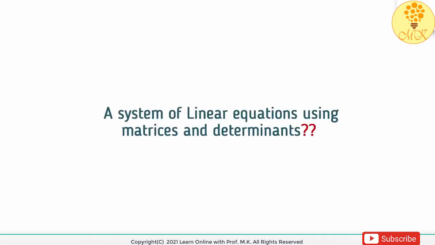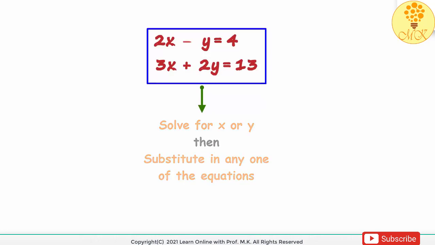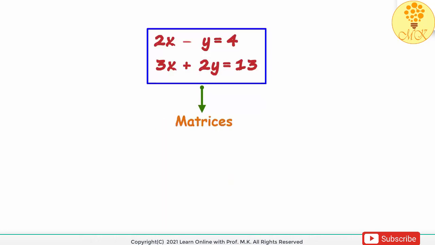How do we solve a system of linear equations using matrices and determinants? How do we solve for the values of x and y here? So one way is by solving them using one of the regular techniques we have seen, or we can use matrices to solve them. Yes, matrices.